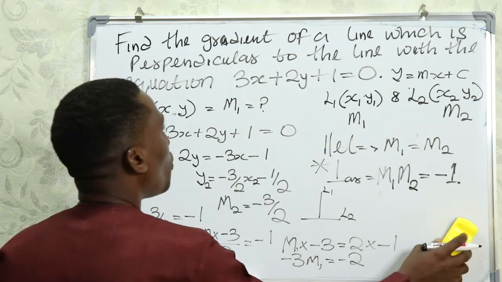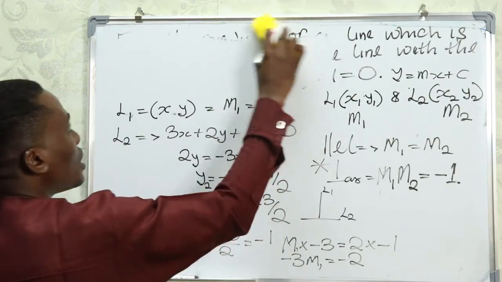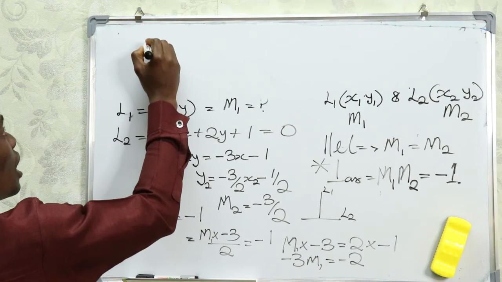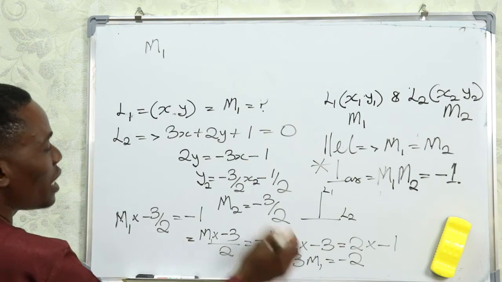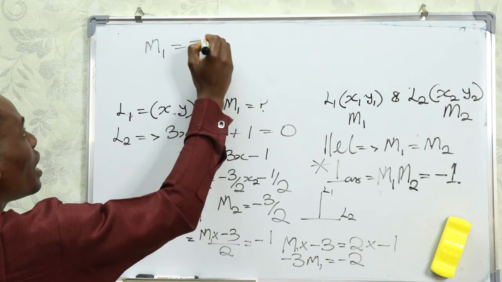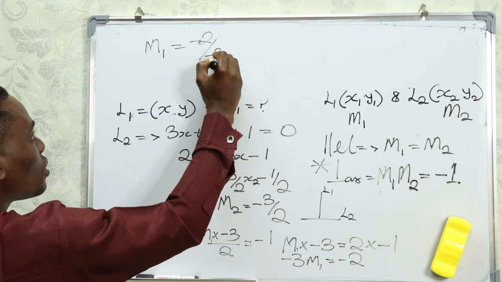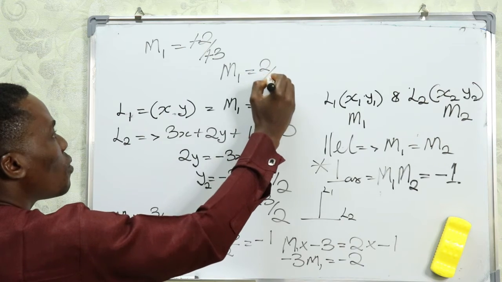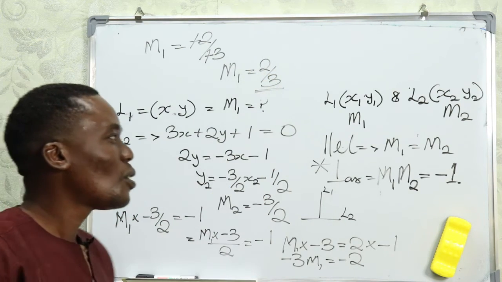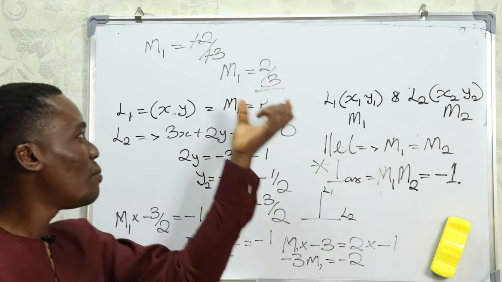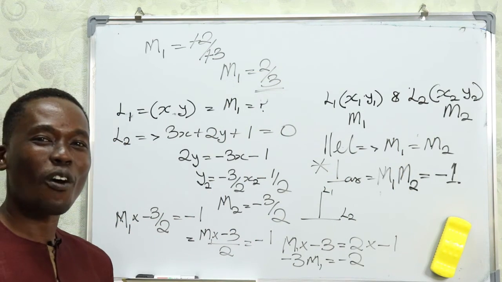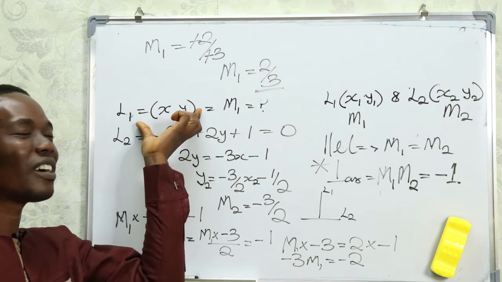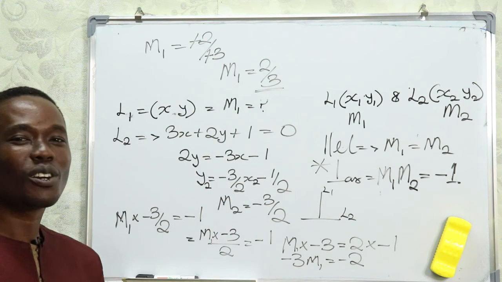With all these, we can see that if we divide both sides by minus 3, our m1 will be equal to minus 2 over minus 3. Minus will cancel minus, so m1 is equal to 2 over 3. You see that with these steps, we have been able to find the gradient of the first line. If you are given the gradient of the first line and you want to know the coordinate of that line, you can go ahead to sort that.